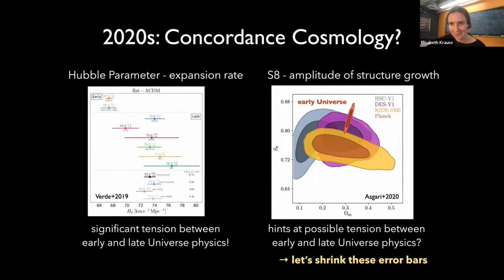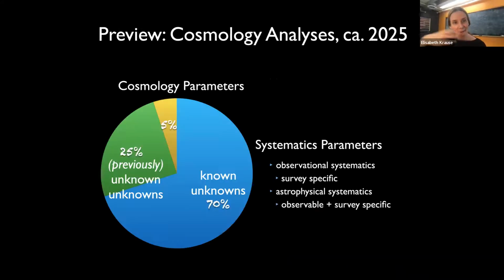And in order to do so, let me already basically give you the summary of my talk. In some sense, that is a preview of cosmology analyses later this decade, where I believe we'll have about 5% of parameters that we understand very well. Those are then our cosmology parameters. And the other 95% will be related to systematics modeling, both in terms of observational systematics and astrophysical systematics.